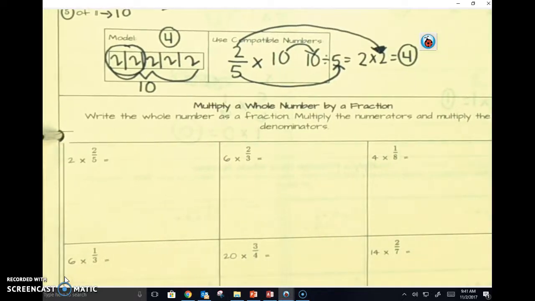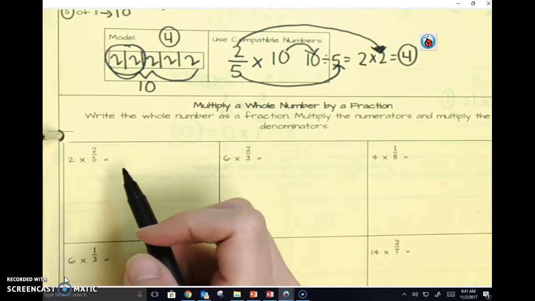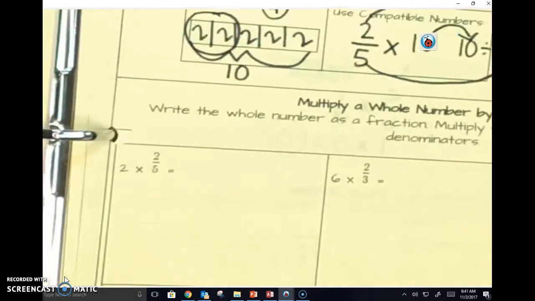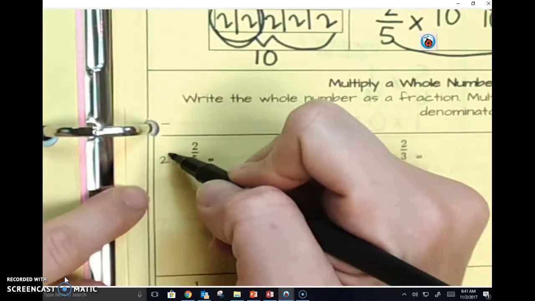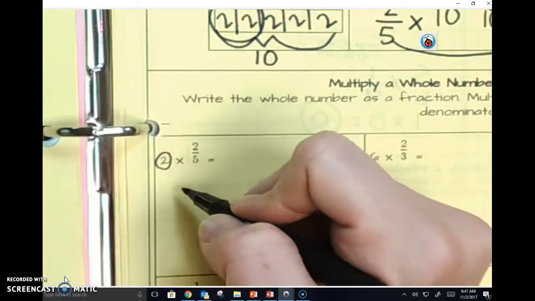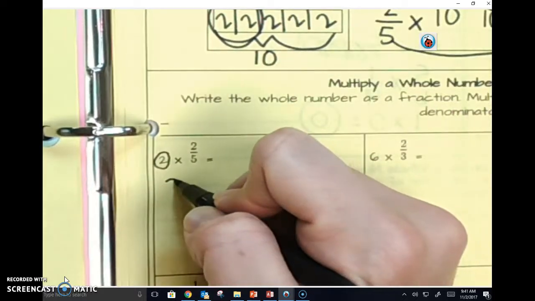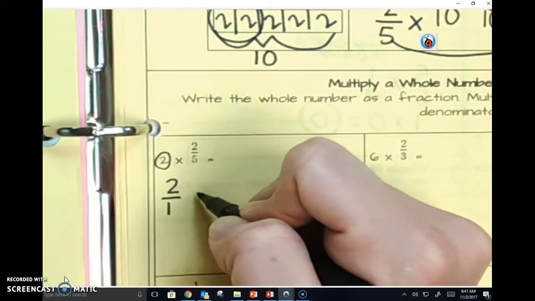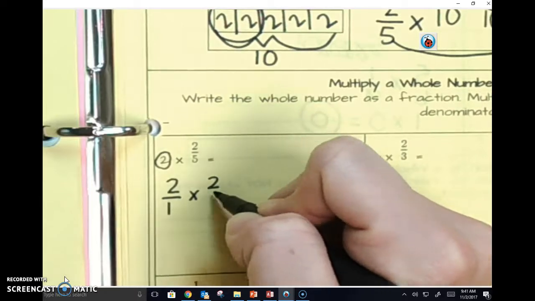Today we're going to learn how to multiply fractions by whole numbers. How many of you struggle with the estimating? You won't struggle with this because this is way easier. Okay, so when we have a whole number and a fraction, I'll make that a little bigger so you guys can see it better. We have to turn this whole number into a fraction so we can multiply. To do that, all we need to do is put a 1 under it. So I'm going to rewrite it. I'm going to have 2 over 1 times 2 over 5.